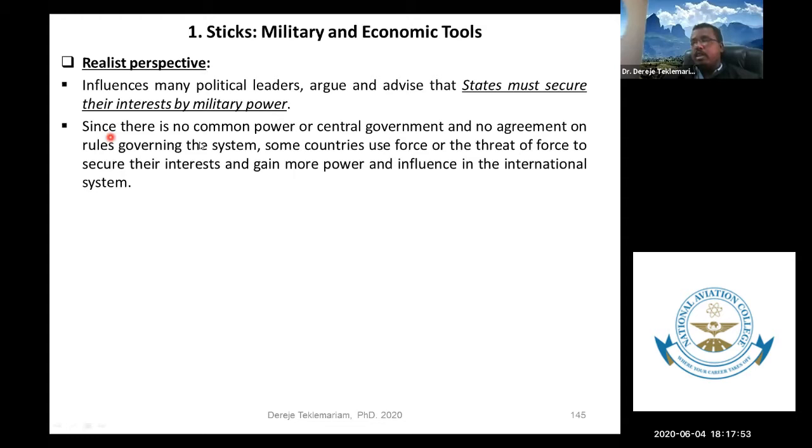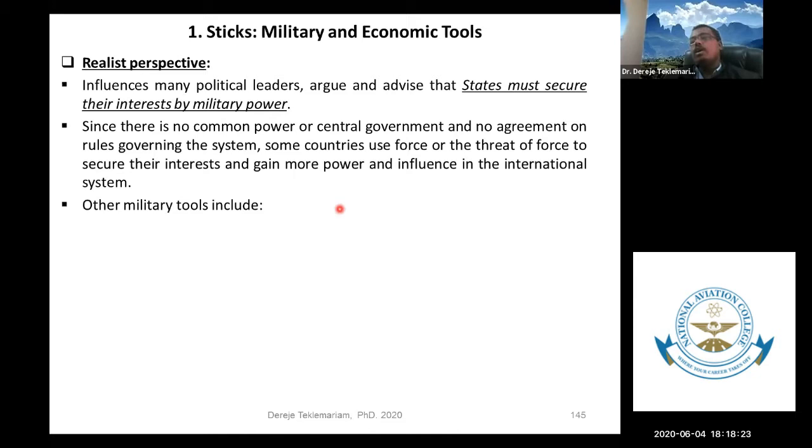Their argument is that there is no common power, no global governance. There is no central government, and not even solid agreement on rules governing the global system. Some countries should use force, they say. There should be some boss anyway. If the world is bossless, the world may even destroy its own system.